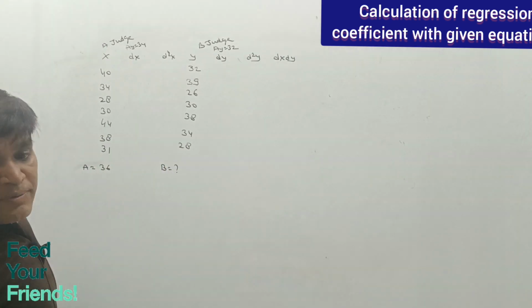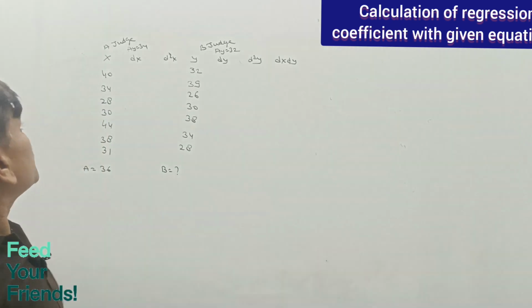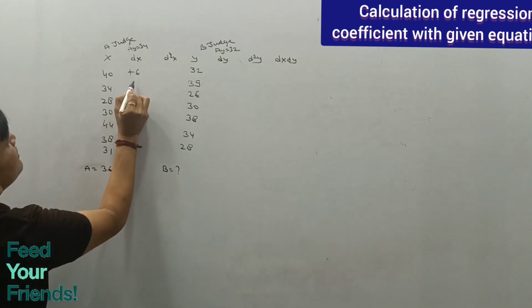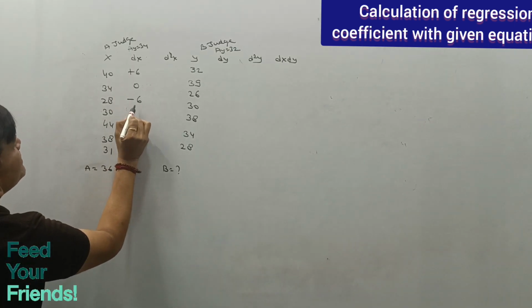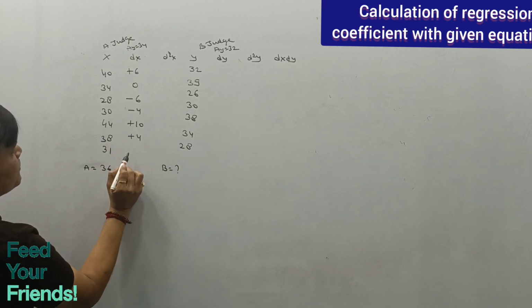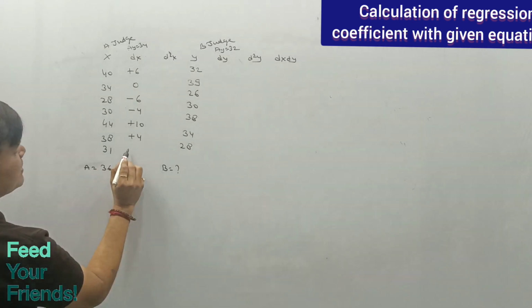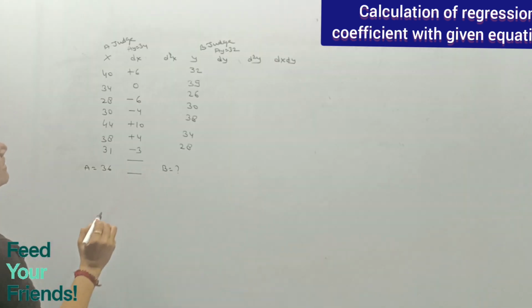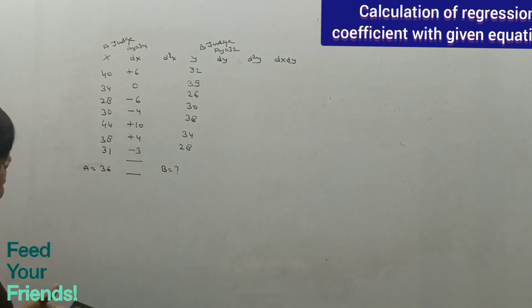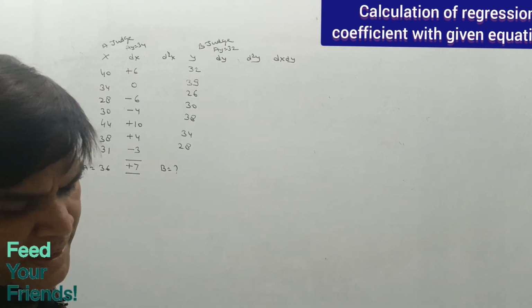The very first, we have assumed that our assumed mean is 34. So this will be plus 6, 0, minus 6, minus 4, plus 10, plus 4, minus 3. So the 6 and 6 cancel, 4 and 4 cancel. So the result will be plus 7. The first result will be plus 7.